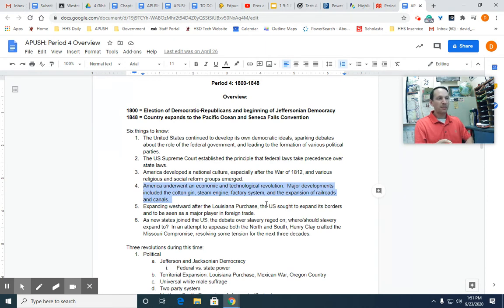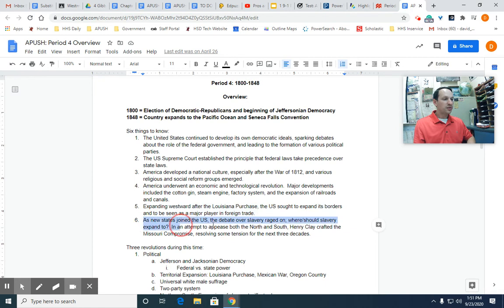Westward expansion is happening. So number 5, expanding westward after the Louisiana Purchase. The U.S. sought to expand its borders and to be seen as a major player in foreign trade. By 1848, we have everything from Washington south. The northern border has been established. We get California, New Mexico. Texas is ours. We are the shape that we will be even today as far as the lower 48 states go. And we fight wars to get there. We have a lot of disputes along the way, but it's a very interesting transformation.